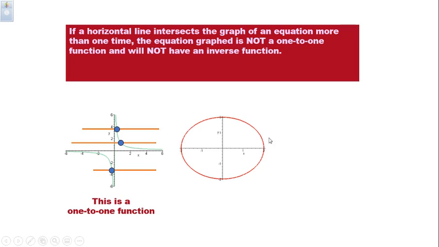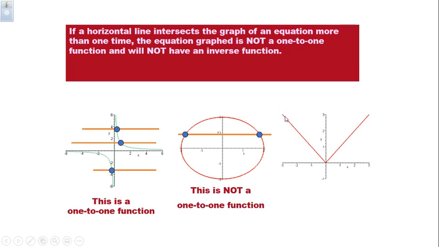This graph here is a graph of a circle, which is not a function. So it cannot be a one-to-one function because it's not a function. It still fails the horizontal line test, but even if it did pass the horizontal line test, it would have failed the vertical line test. So we're not dealing with a function here. So we're not dealing with a one-to-one function.